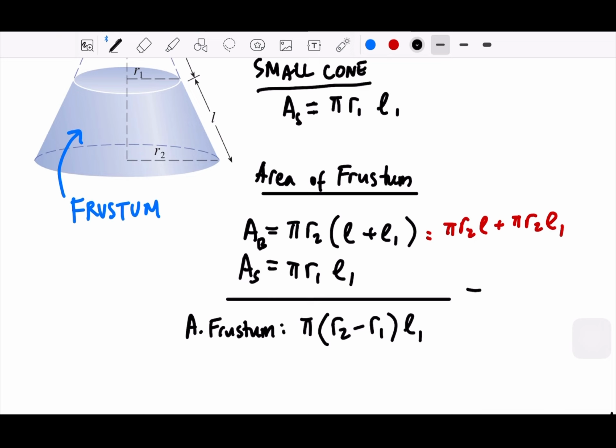And then what else? Plus pi R2. This should be pi R2 L, right? Oh, I missed the bracket. Let me move here and maybe here, maybe there. Okay, I think better.